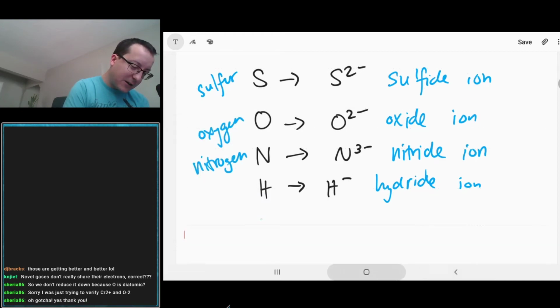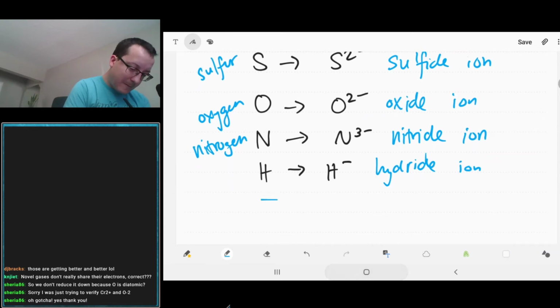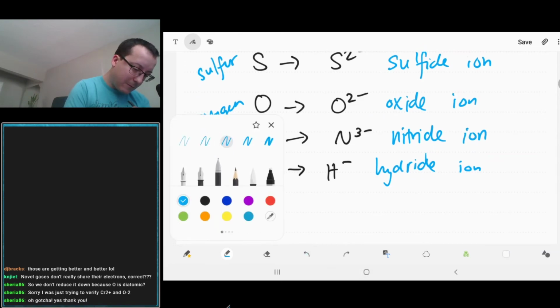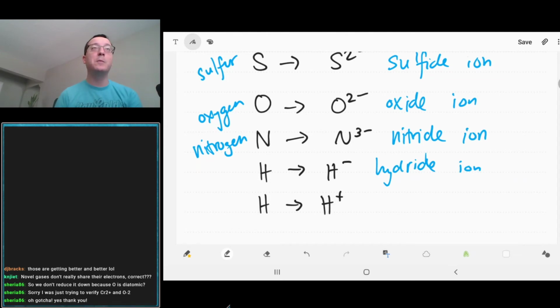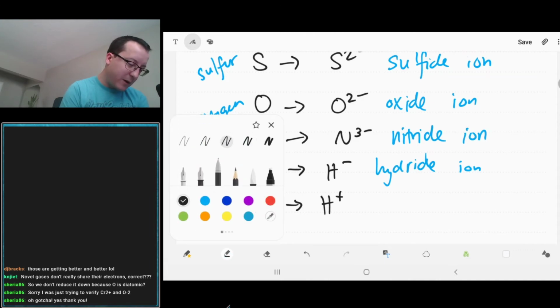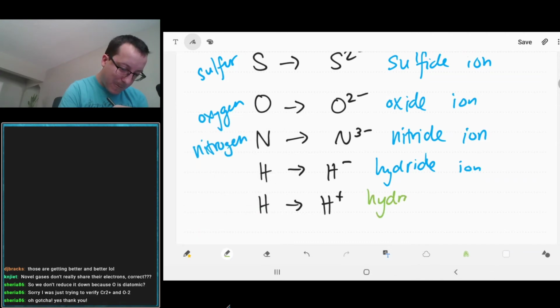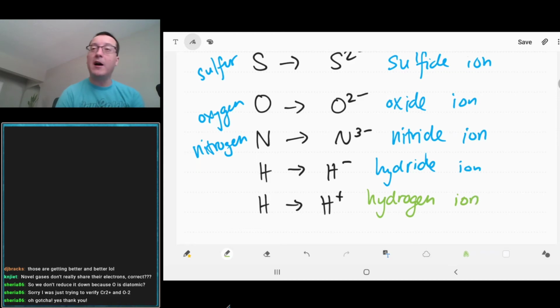I guess since we're here, hydrogen is a little special. Remember that hydrogen could go plus. Hydrogen is really the only one of the non-metals that could go plus. It's special. And this one we will actually call a hydrogen ion. So positive ones don't change the name. The negative ones will change their ending.